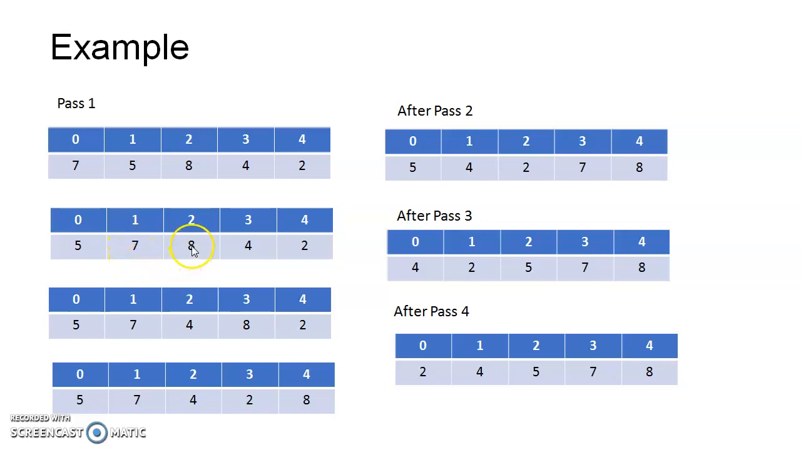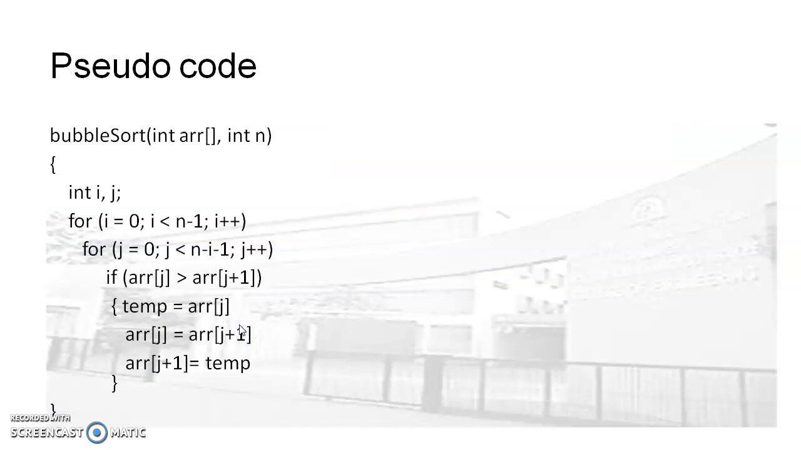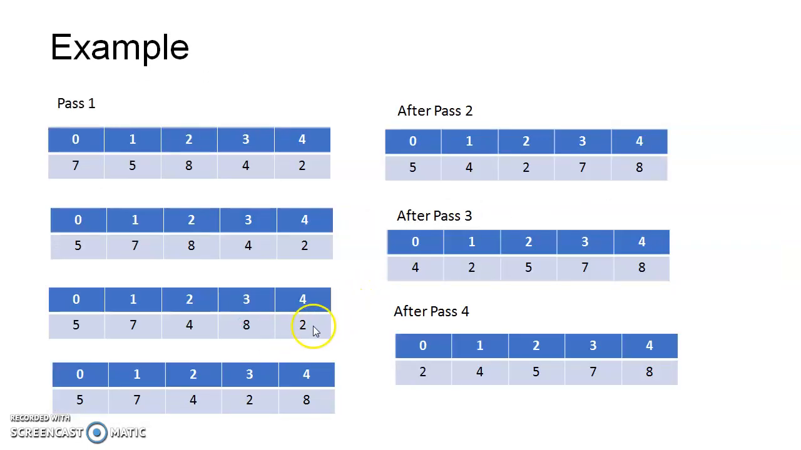Then 7 will be compared with its adjacent elements. Okay, the value 7 is less than 8, so 8 will be compared with its adjacent element. Okay, 4 value will be shifted or swapped and 8 will be moving towards the end of the list. 8 will be compared with 2, and as 2 value is smaller, 8 will be swapped and shifted to the last position. So after the end of the first pass, you observe that the largest value present in the list will be placed at the last position.